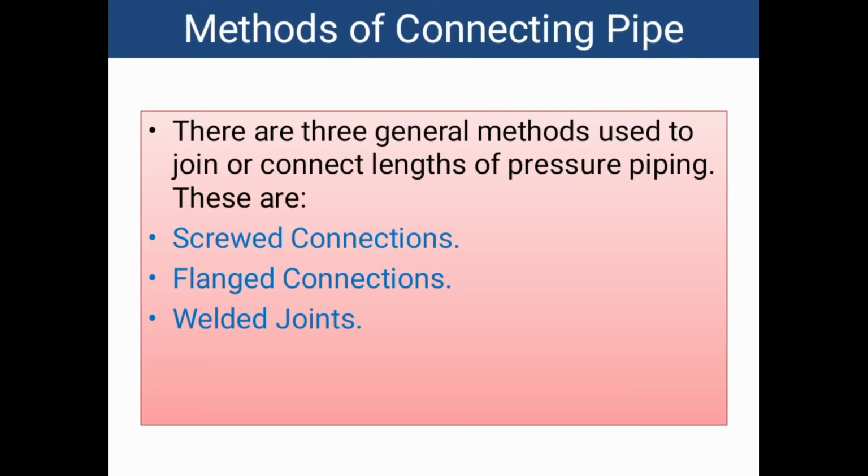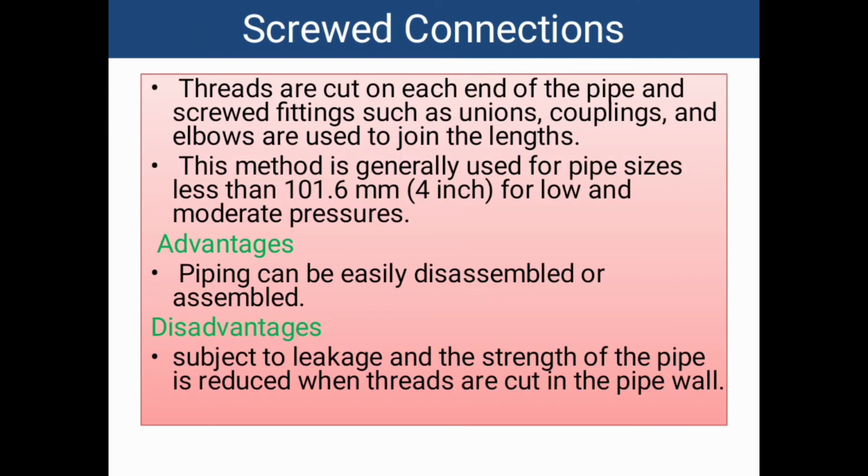So, methods of connecting pipe. There are generally three methods available to connect pipes. One is screwed connections, then flanged connections, and finally welded joints. A screwed connection means at the two ends of the pipes a thread will be turned, and we connect the pipes by screwing. This has the advantage that it can easily be assembled and disassembled, but it has the disadvantage of leakage.